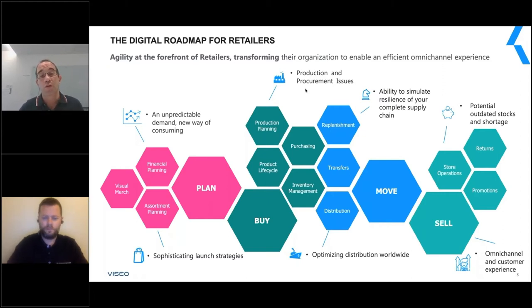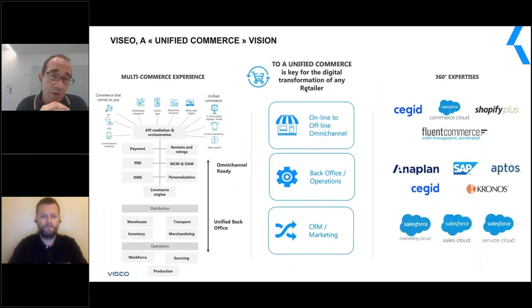So let's go quickly, for those who don't know VISEO, through a few key things. At VISEO, we try to have a full unified commerce vision with some solutions. Here we have a 360 expertise, expertise on the solutions, where Fluent Commerce is obviously a major partner for us, along with Anaplan, Salesforce, SAP, Cegid, Commerce Cloud, and Shopify. We try to link all the back office to the front office, online and offline, through the CRM. On the left, we can see that we try to have a unified back office to be omnichannel ready, and to link all the solutions, and also some digital aspects, some applications, e-payments, and so on. For VISEO, just a couple of words on the next slide.